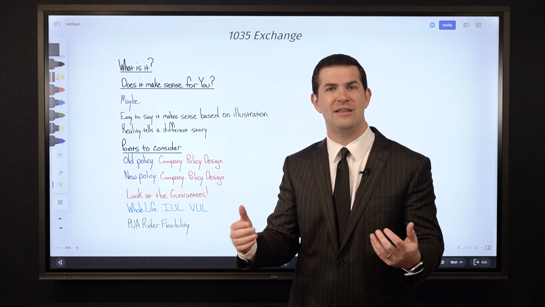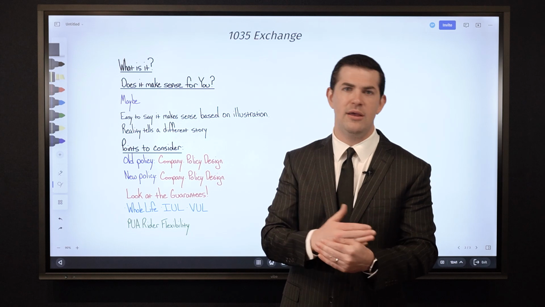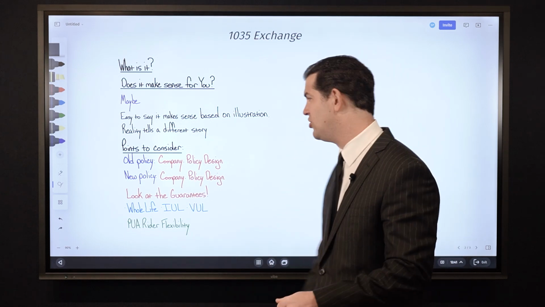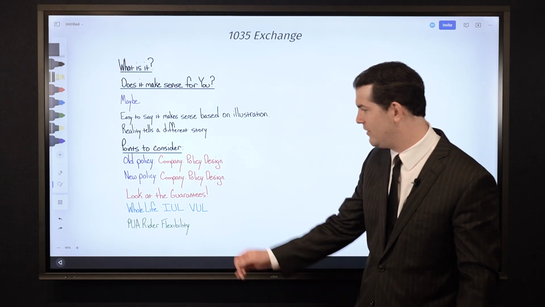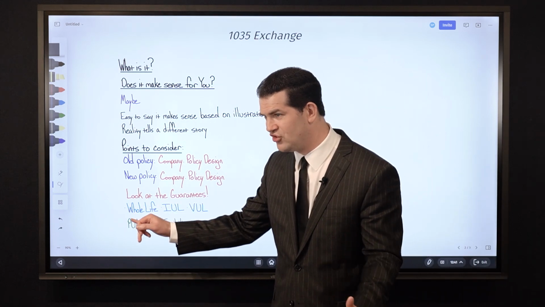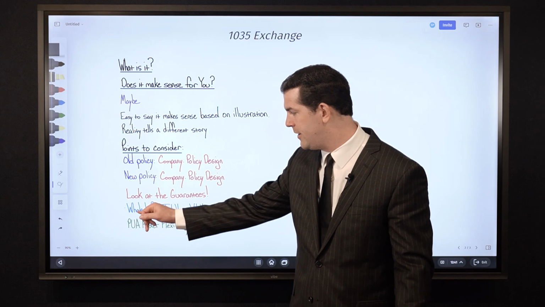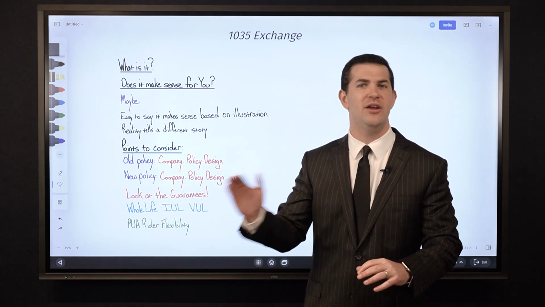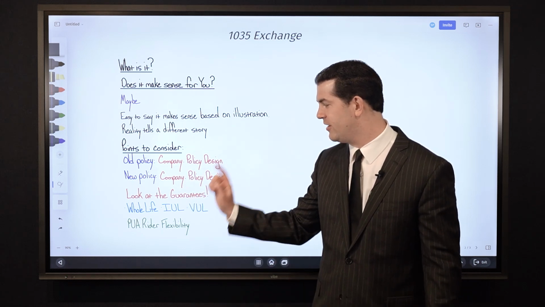So I'm locked in until that surrender fee has expired, or if I just want to eat it, which is hard to do. I don't like doing that unless you can actually justify it with numbers and data. But you can transfer cash value from any life insurance product to another cash value life insurance product.